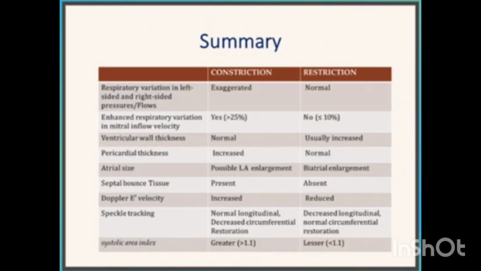So to again summarize, there is a respiratory variation which is exaggerated in CP and not in RCMP. Then the ventricular wall thickness is usually increased in RCMP. A pericardial thickness of more than 3 to 4 millimeters can be seen in constrictive pericarditis. The atrial size, as I have already mentioned, is biatrial enlargement classically in RCMP. The septal bounce, which is very important, is a good sign which will be seen during inspiration and expiration.